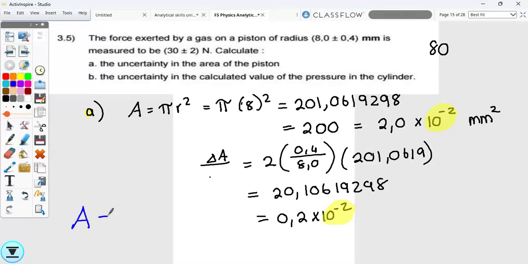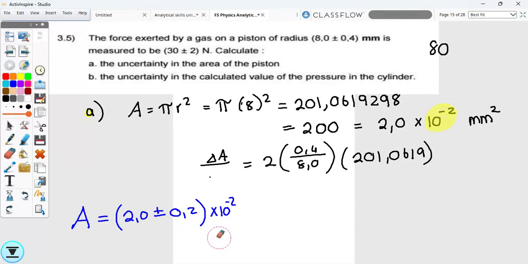Because now we can write A is equal to 2.0, we've got our two significant figures, plus or minus 0.2. We're going to put it in brackets, and we're going to say times by 10 to the minus 2 before we put the, sorry, I'm going to just wipe that all out before we put our millimeters squared. Okay, I hope you get this whole power of 10.